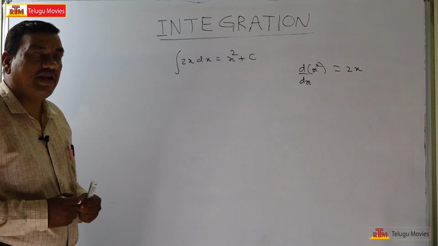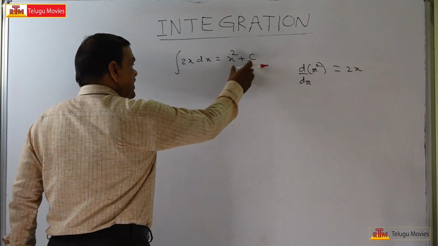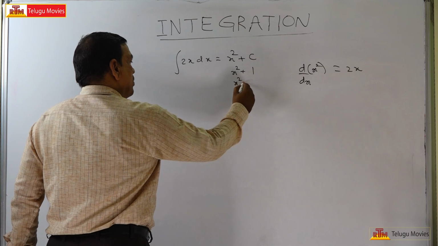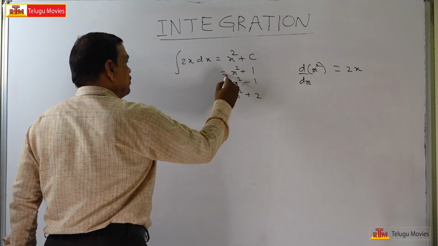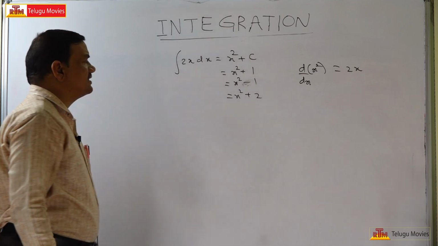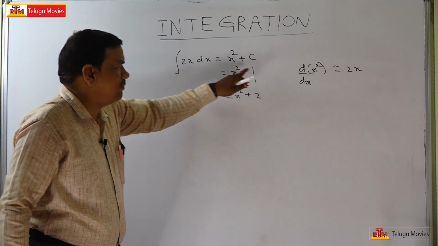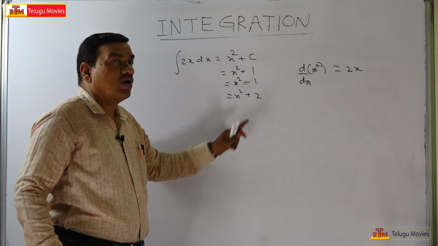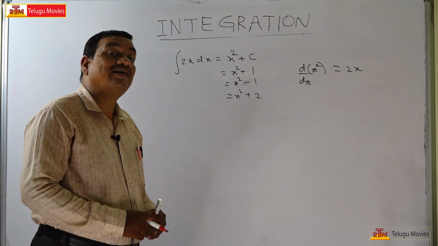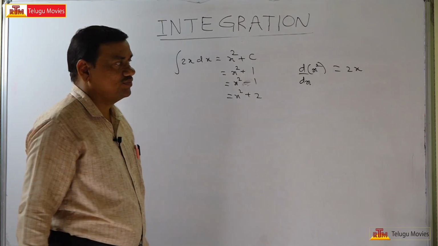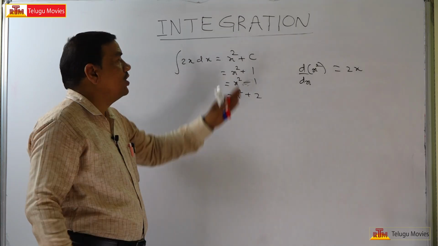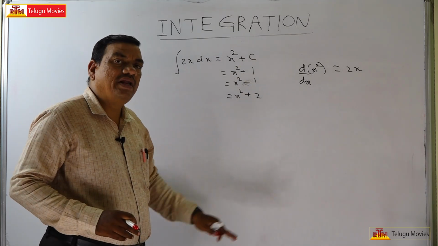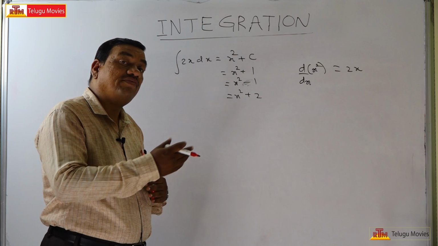What is the geometrical meaning of this? Here it is not only x square plus c; it can be x square plus 1, x square minus 1, x square plus 2. For all these, the derivative is 2x, so the answer is either x square plus c, x square plus 1, or x square minus 1. How many answers will you get? An infinite number of answers. That's why it is called indefinite integration. You are not getting a single answer; you are getting so many answers.